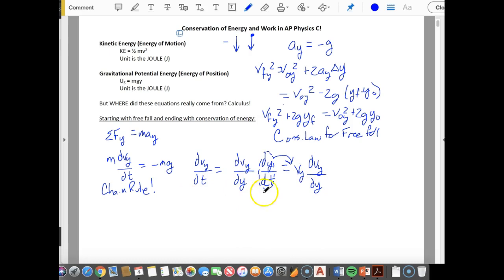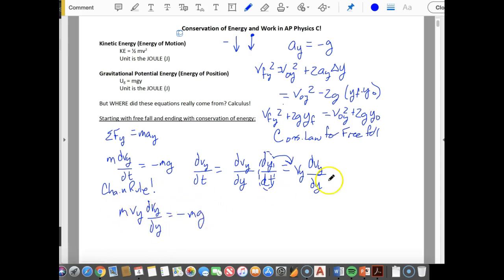So now that we've done that, let's go ahead and plug in our Vy times dVy over dy into our original equation. Here we know that we used the chain rule to do the derivation of this. When we used the chain rule, we ended up with this. So this guy right here and this guy right here are the same. So now we're going to say m times Vy times dVy over dy is equal to negative mg.